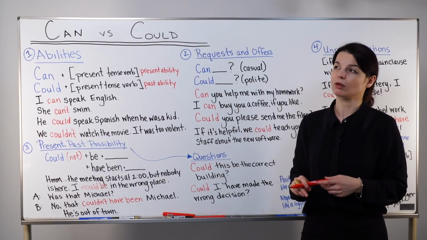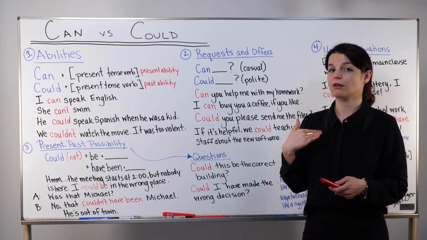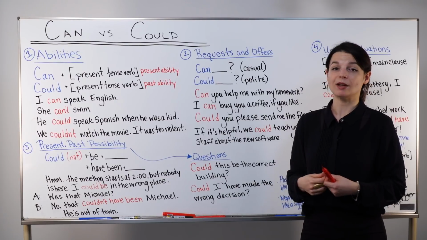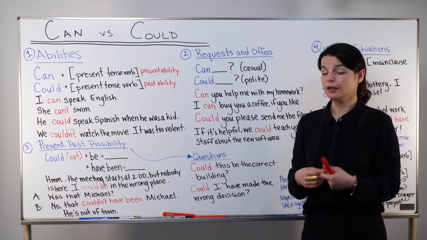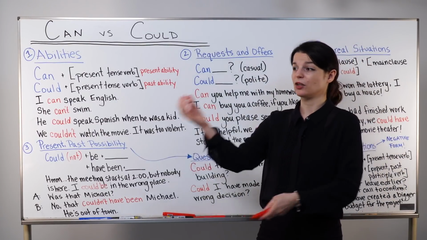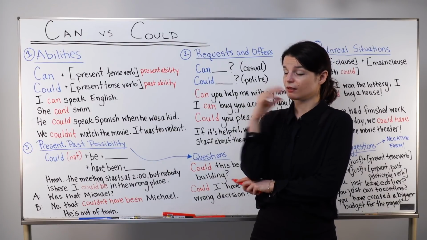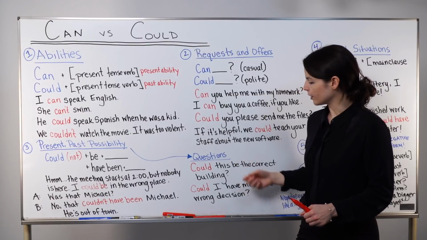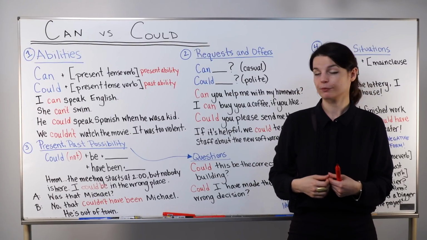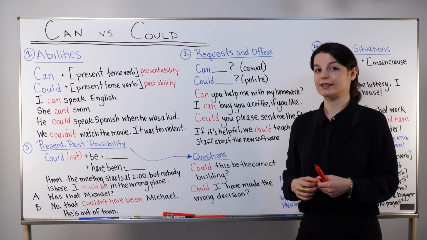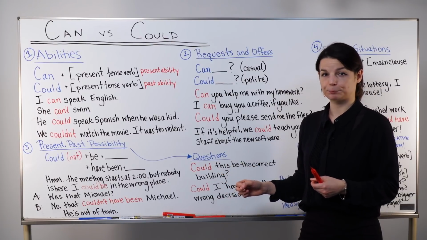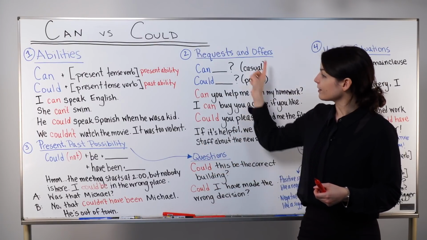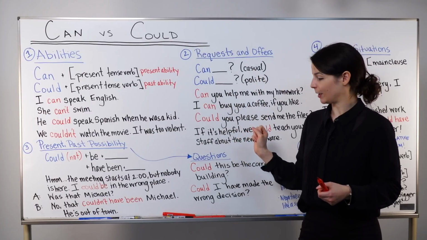So could I have made the wrong decision? Could be the speaker thinking out loud to himself or herself. Is it possible I made the wrong decision? Or the speaker could be asking someone else, could I have made the wrong decision? And they're expecting some kind of opinion. So we're using these patterns to talk about possibility. So you might hear some questions that use could in this way. But keep in mind, these are a little bit different from these offer type questions we talked about.